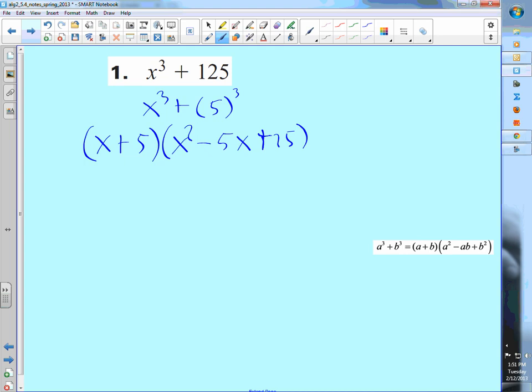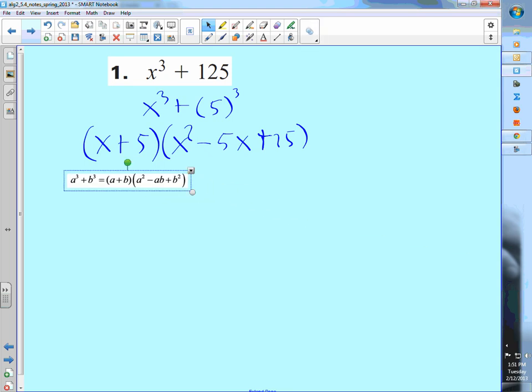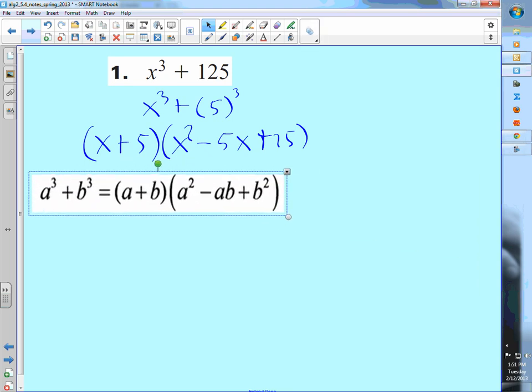I multiplied these two together, and then I'm just following the pattern. If this is plus, this is plus, this is minus, this is plus. Here's your pattern right here. So you have a cubed plus b cubed, a plus b, x plus 5, a squared, x squared, minus a times b, x times 5 or 5x, plus b squared. This is always a minus when this is a plus. Okay? Isn't b squared 25? That is a 25.